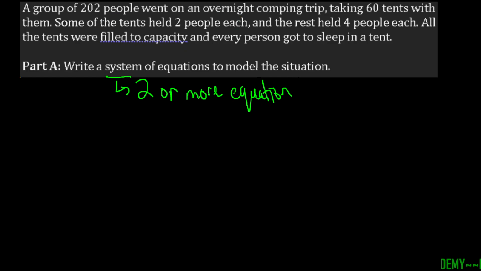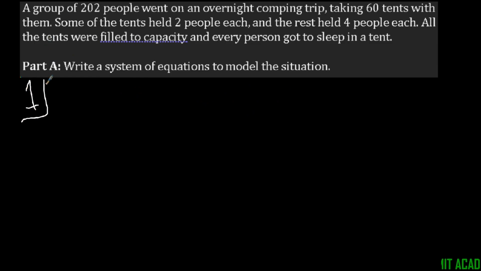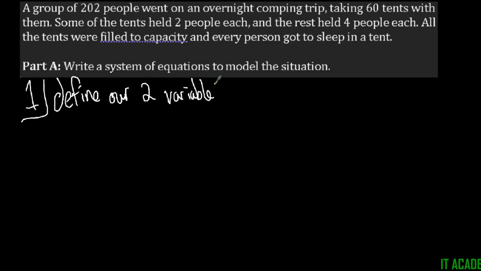So what we first need to do is, let's say step 1, we're going to define our 2 variables, because we're going to have to come up with 2 variables because we need to be able to graph it out. And we need an x and a y. So let's say, okay, well, in our problem, it talks about what kind of tents they have. So let's do that. So let's let x equal the 2-person tent.